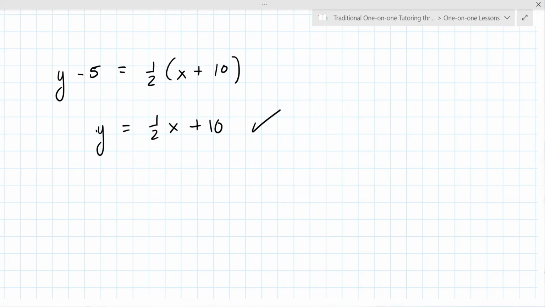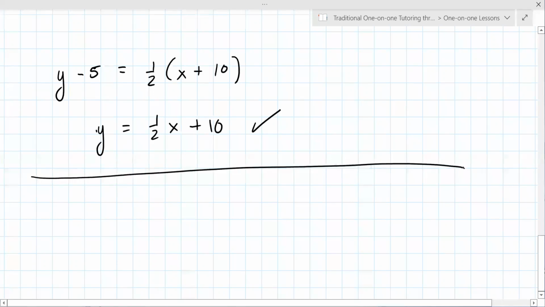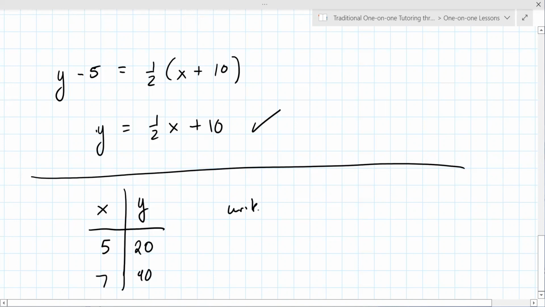Okay, let's move on to the next problem here that I see. The instructions say you're given some sort of a table. So we'll just do the given problem here, and then we'll make one up. So 5 and 7, 20 and 40. And it says to write the equation in point slope form. So that point slope form is really important.